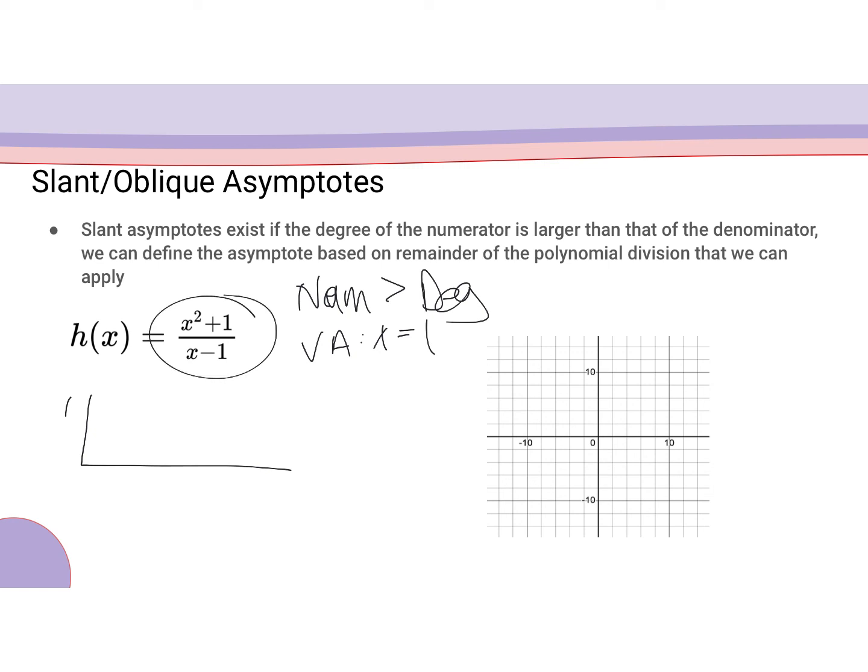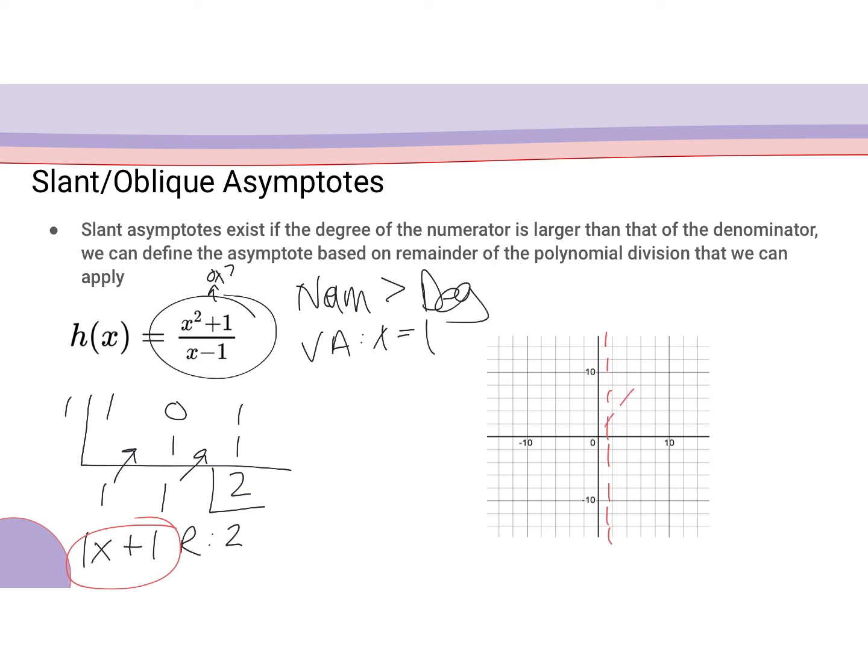So my root here would be 1. I'm going to use 1, 0, and 1. Remember, I need a little placeholder for the x term. So I have to just do my division process. And my answer is 1x plus 1 with a remainder of 2. Now what that's going to do for us is we're going to graph our vertical asymptote at 1 still. That's the same. But instead of graphing a horizontal line, we're actually going to graph the line x plus 1. And that's going to be our slanted asymptote here.